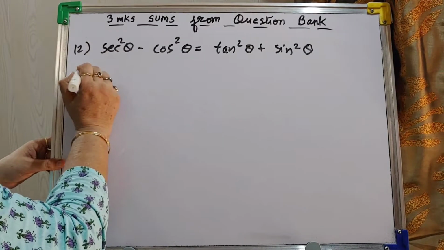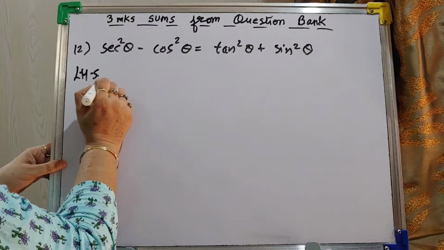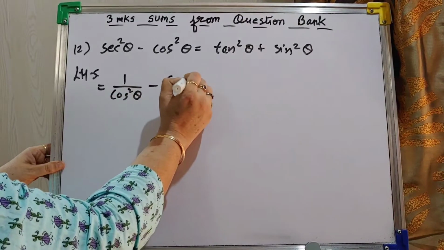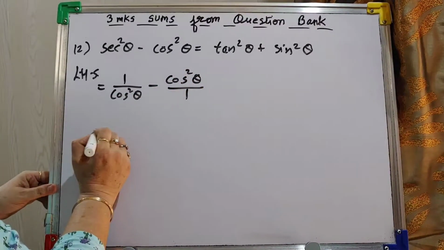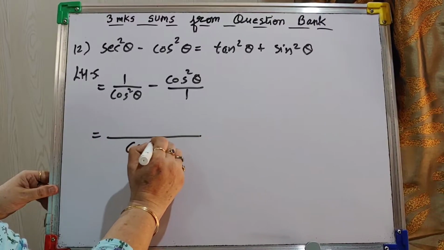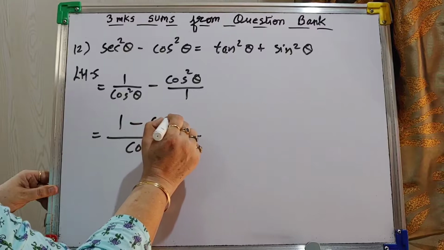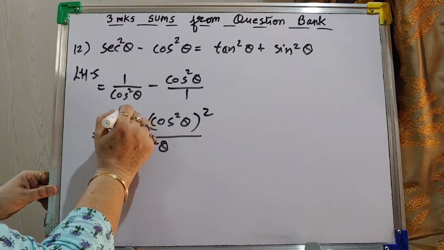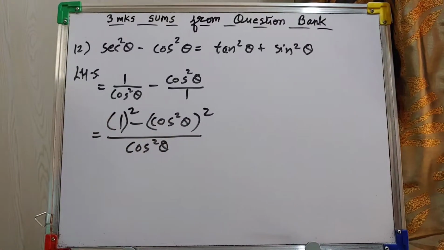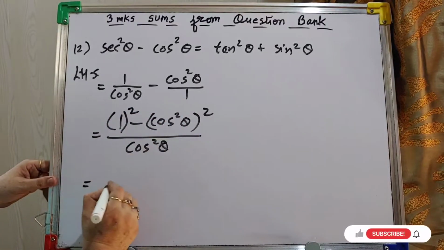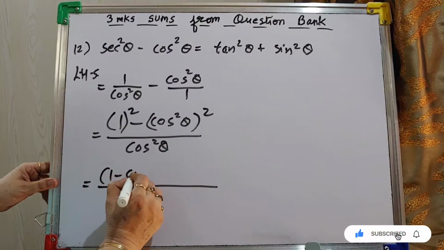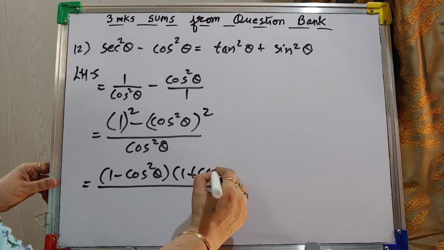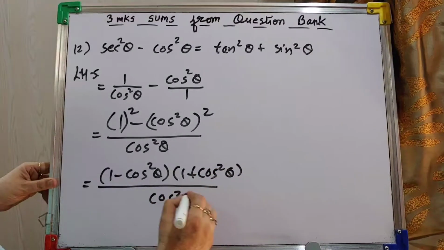Now students, let's prove this sum also. Now, instead of sec square theta, I can write 1 by cos square theta minus cos square theta upon 1. Cross multiply. It will be 1 minus cos square theta the whole square. 2 times you are multiplying. Instead of 1 also I can write 1 square. 1 square is 1 only. Now a square minus b square. Again there will be 2 brackets. 1 minus cos square theta, 1 minus cos square theta, 1 plus cos square theta upon cos square theta.